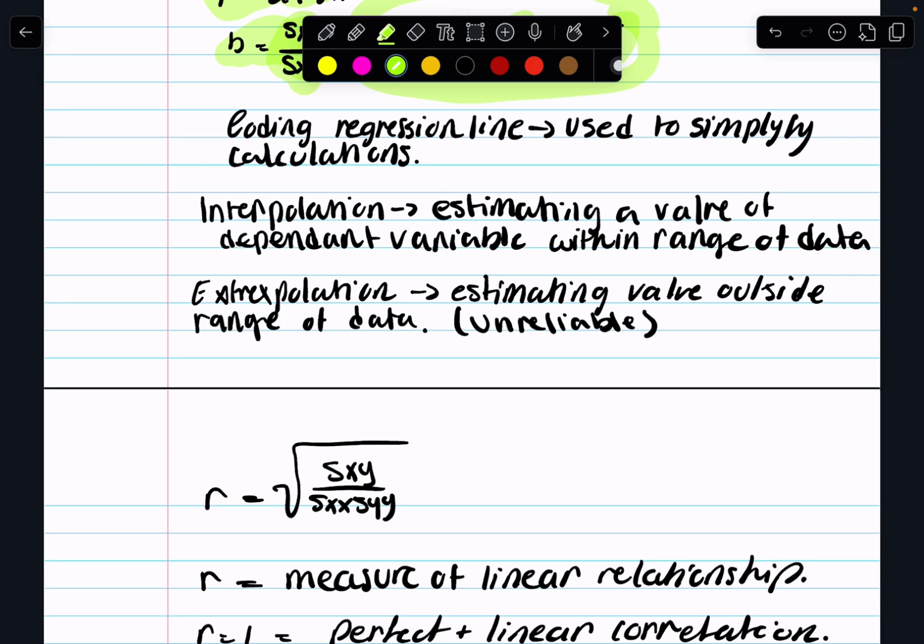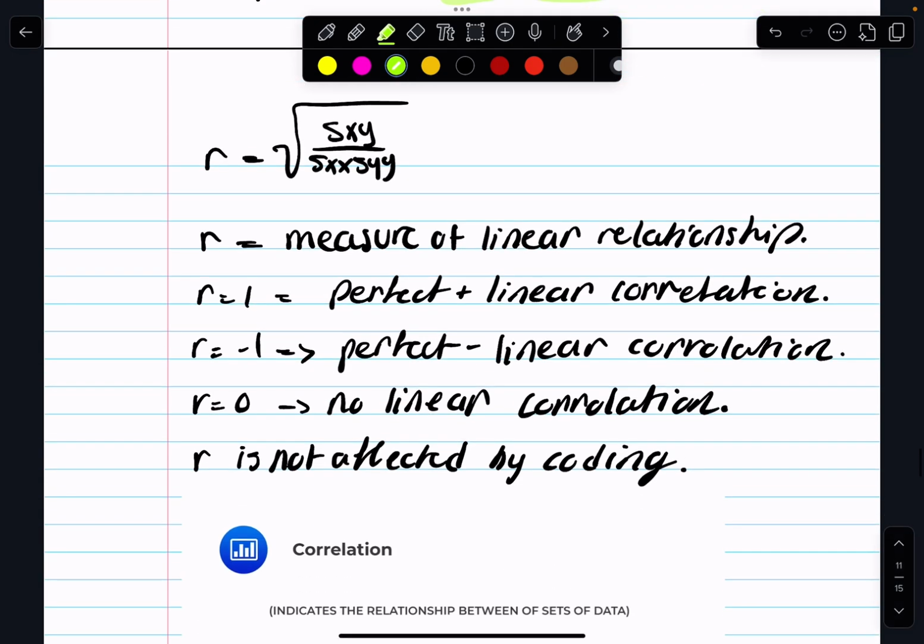Interpolation is estimating a value of the dependent variable within a range of data. So if I have 1 to 10 for meters, and I want to see how many meters it goes for 6.4 meters, then that's interpolation because it is within the range. Extrapolation is estimating a value outside the range. It's unreliable because you're guessing, you're predicting. This is given in the data booklet.